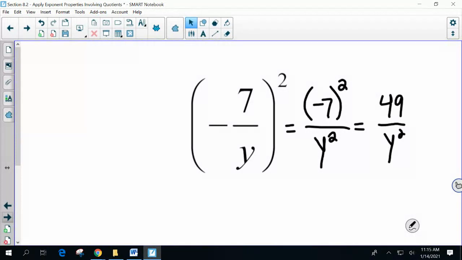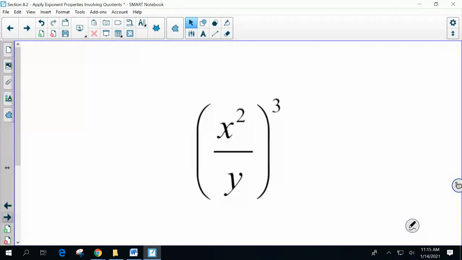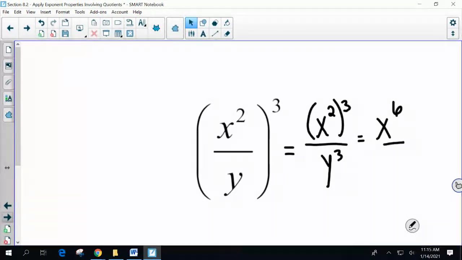Okay, so now we are going to start combining multiple properties. Here we have an example of power to a power and the quotient power property. Power to a power, you multiply. So x squared to the third over y to the third. I actually have to multiply that 2 times 3 to get x to the 6th over y to the third.